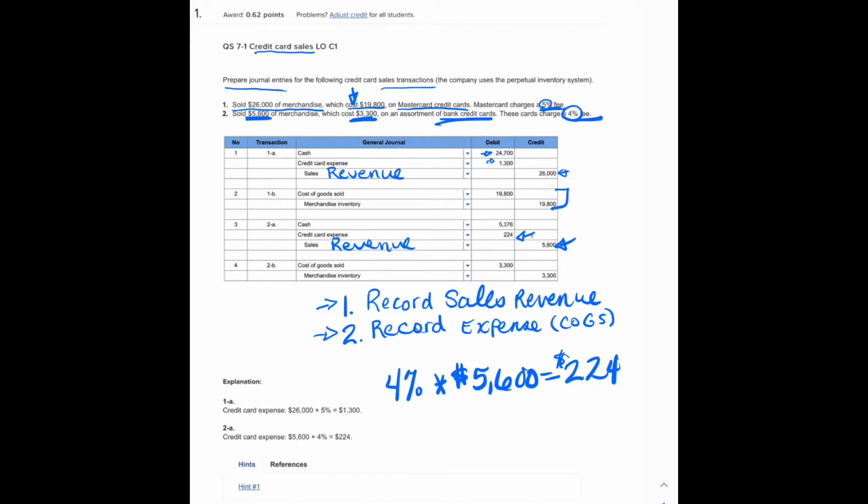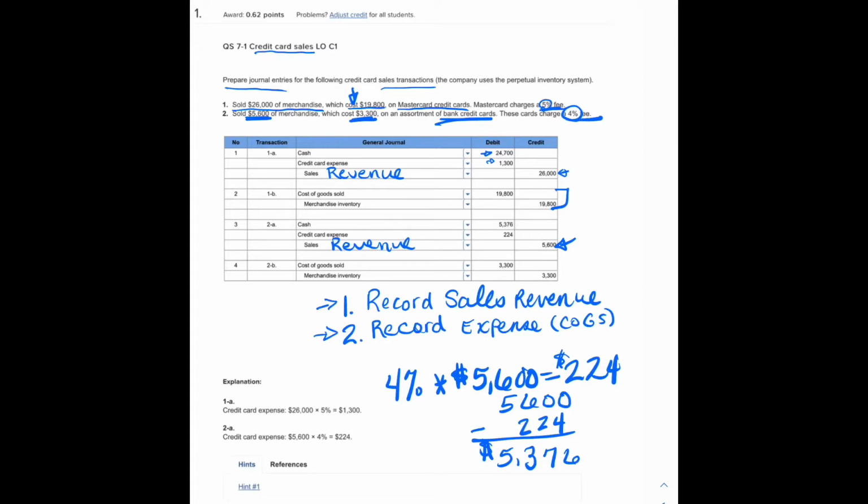Now the way we get this $53.76, of course, is really just a plug. So we'll take our 5,600 minus my 224, and that'll give me 5,376 for my actual cash received. Okay.